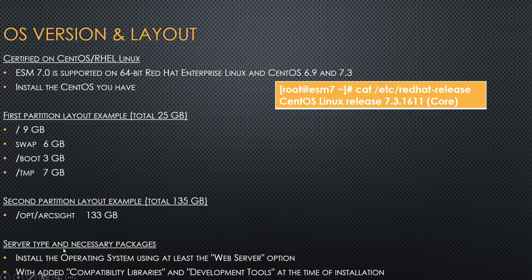When we make the installation, what is the server type and the necessary packages? It should be the web server option, at least the web server option, and these two packages, the compatibility libraries and the development tools, should be selected during the installation as well.